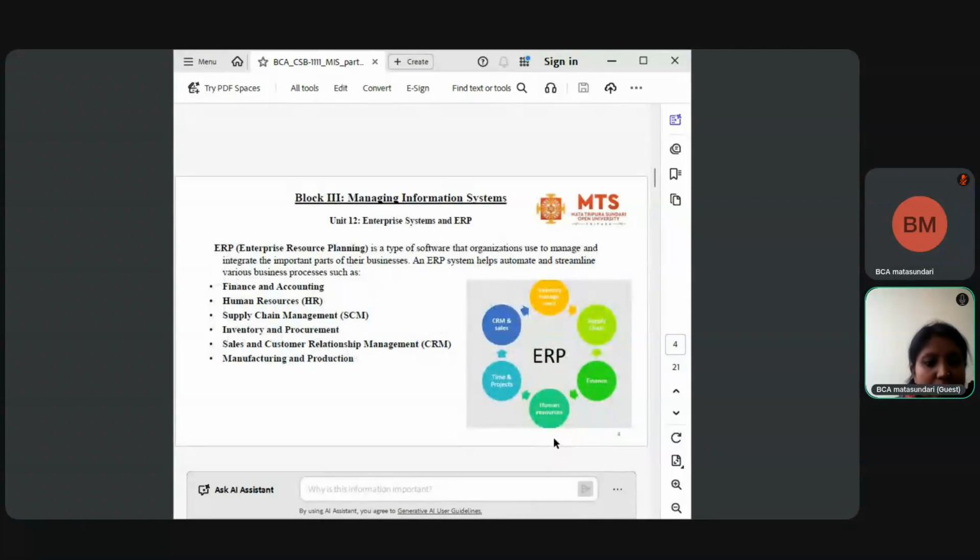Okay, so the slide is from unit 12, that is enterprise systems or ERP. Basically, an enterprise system is a type of software used to manage and integrate the important parts of a business. An ERP system helps automate and streamline various business processes such as finance and accounting, human resources, supply chain management, inventory, sales and customer relationship management, and manufacturing and production. So these are the various processes in ERP, that is enterprise resource planning.